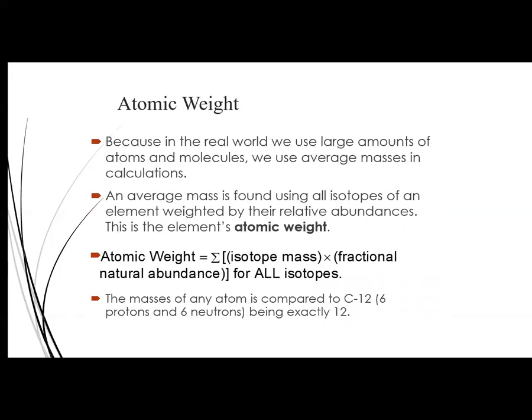Now, because in the real world we use large amounts of atoms and molecules, a lot of times what we do is we use the average masses in our calculations. Now, an average mass is found by taking into account all of the isotopes of an element, and we take their relative abundance. So we do the atomic weight or atomic mass as being their weighted average of all of their naturally occurring isotopes.